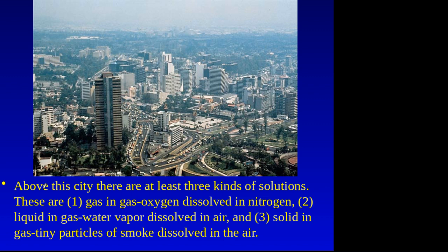And so they're looking at a city and they're saying, hey, there's at least three kinds of solutions here. There's gas in gas: oxygen dissolved in nitrogen. There's liquid in gas: water vapor dissolved in the air. And then there's solids, which are tiny particles of smoke dissolved in the air. So the solvent is the air. And because our air is mainly nitrogen, we're going to say nitrogen is the larger component of that. And then oxygen is dissolved in that nitrogen solvent.